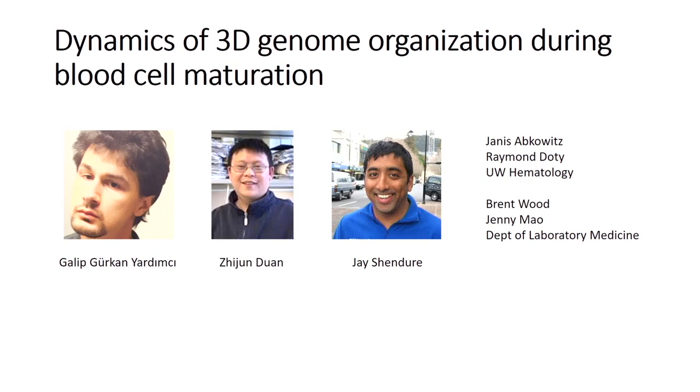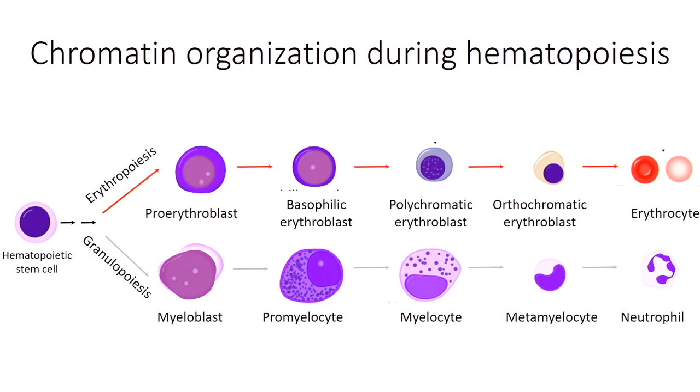This is part of the NIH 4D Nucleome Consortium, and the consortium involves labs doing sequencing assays and imaging assays to try to understand the three-dimensional structure of the nucleus over time. What I'm going to focus on today are two particular projects. The first one is done by a postdoc in my lab, Gurkan Yardimci, along with Jijun Duan, Jay Shendure, and some people in hematology and lab medicine. We're looking at how the three-dimensional structure of DNA changes during blood cell differentiation.